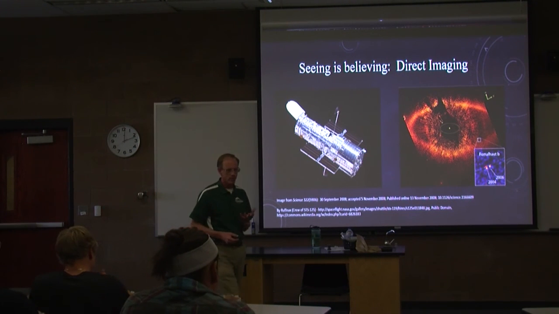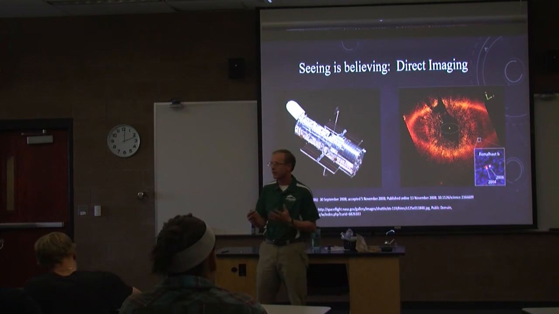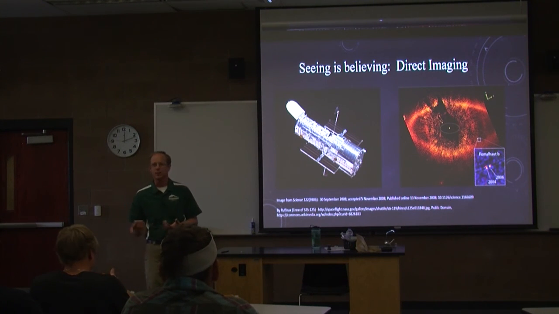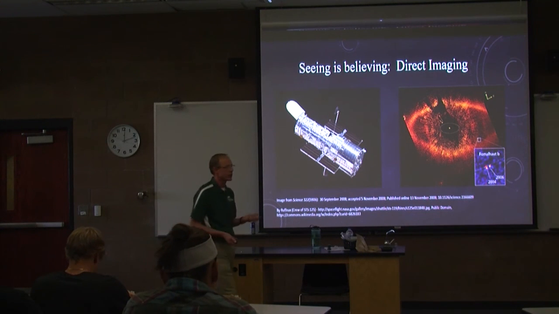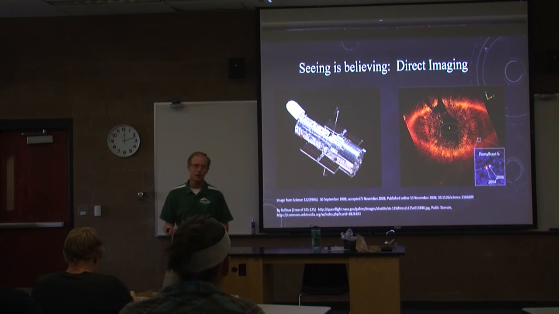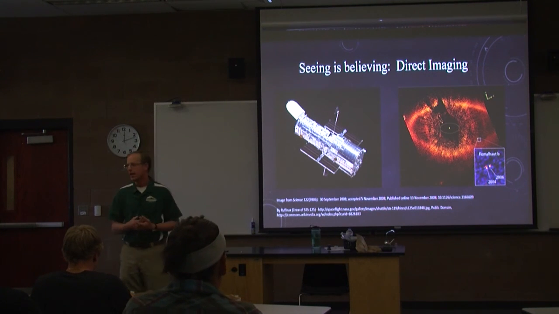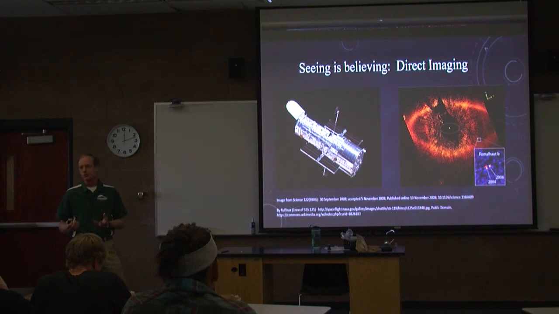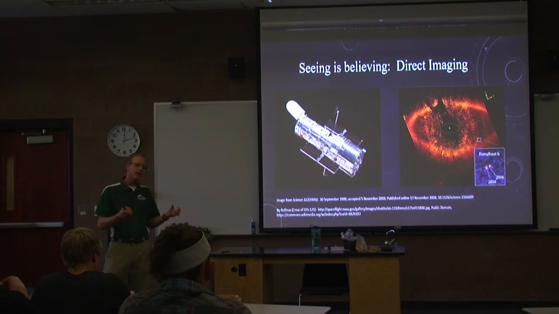So we as humans have this tendency to really like to believe in what we can see, right? So seeing is believing, an old cliche there. And in 2008, a group of astronomers, eight or nine folks, published a paper where they did direct imaging of a star about 50 light years away and found an exoplanet about it. So it wasn't the first one that was discovered, but this for a lot of people really felt like, okay, finally we can see something.